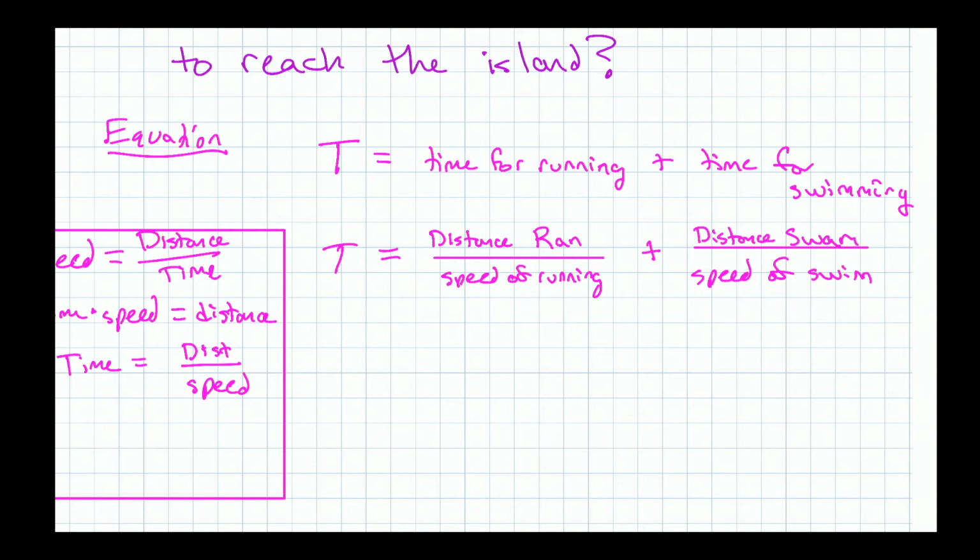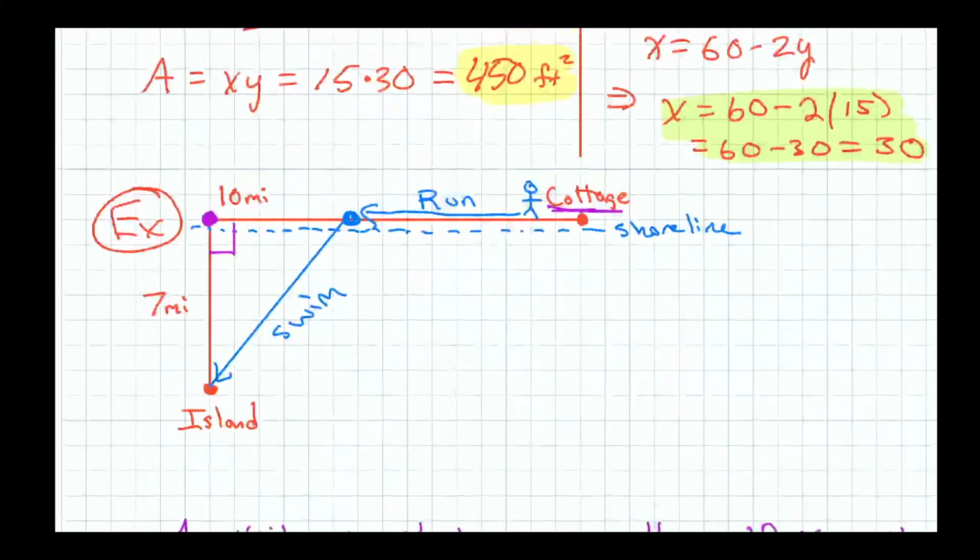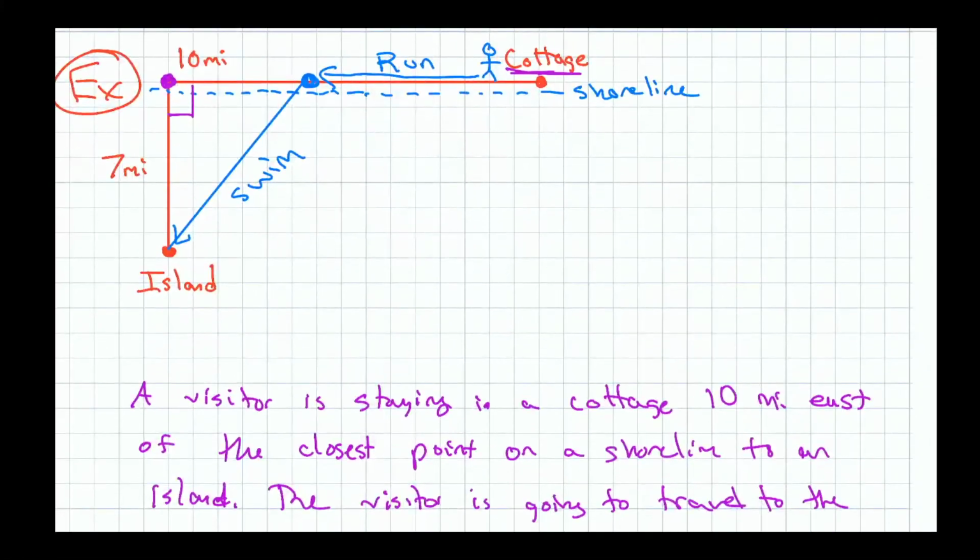Okay? Now, we know the speed of running and the speed of swimming because they just told us, right? So we don't have to worry about that. All we have to worry about is the distance that you run. And so we've got to look back at that picture now. The more you draw on it, the more complicated it looks, so do a little simplified version of it.